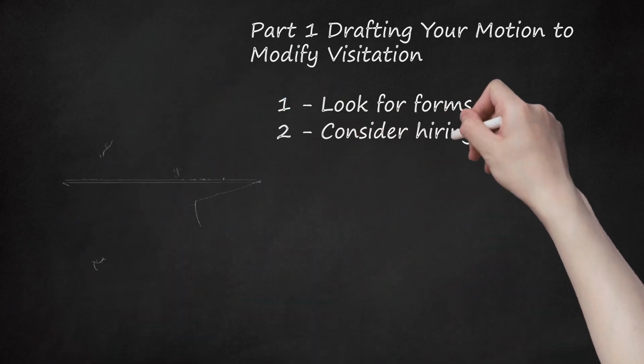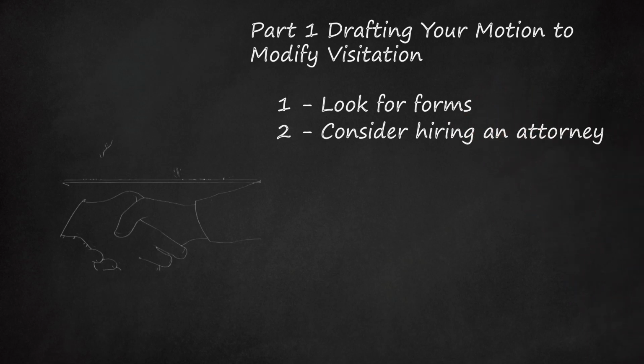2. Consider hiring an attorney. Modification proceedings can be as complex as a miniature trial, so if you feel intimidated by the non-custodial spouse or by the court process, you should consider hiring an attorney. Even if circumstances are horrifying, non-custodial parents rarely lose visitation rights completely.